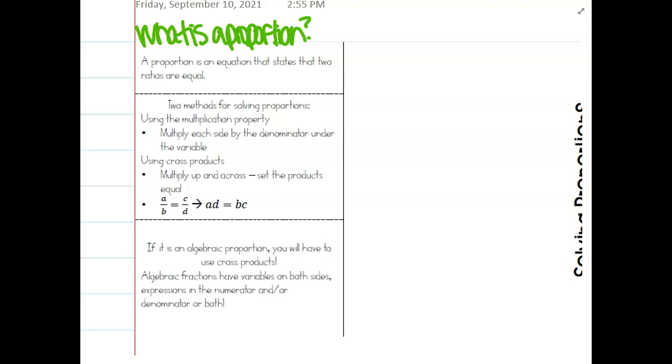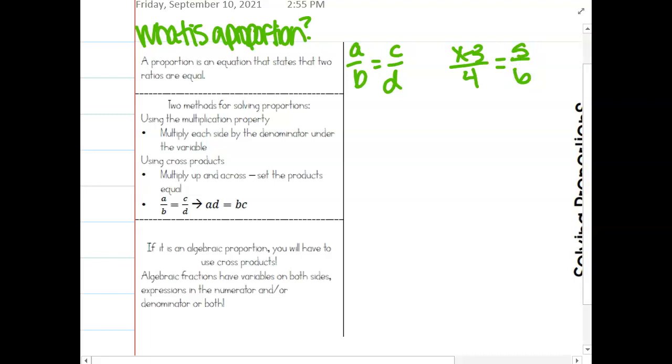Now, 2 ratios, remember a ratio is in a way another word for a fraction. So a proportion simply says this fraction equals this fraction. So it could look like a over b equals c over d. A fraction equals a fraction. Sometimes today they are going to get a little bit more difficult. They might be something like x minus 3 over 4 equals 5 over 6. As long as it says a fraction equals a fraction, we can call this a proportion.